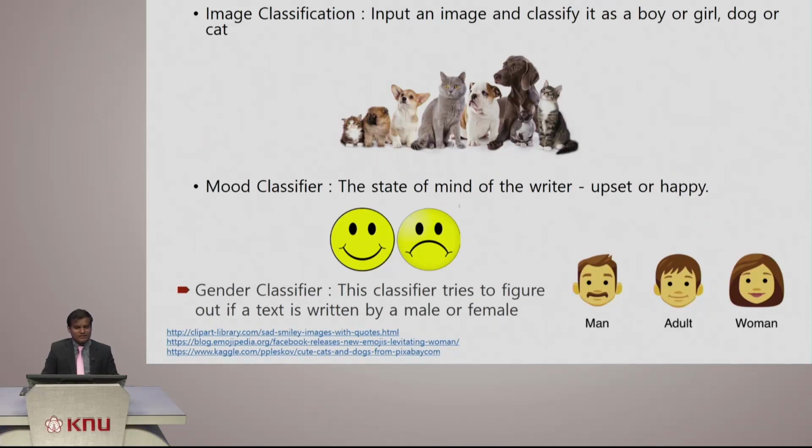Gender classification. This classifier tries to figure out if the text is written by a male or female. That's interesting, isn't it? Or is it written by a young person, a teenager, or an old person? That's another interesting classifier. Yes, thousands of classifiers are already out there.